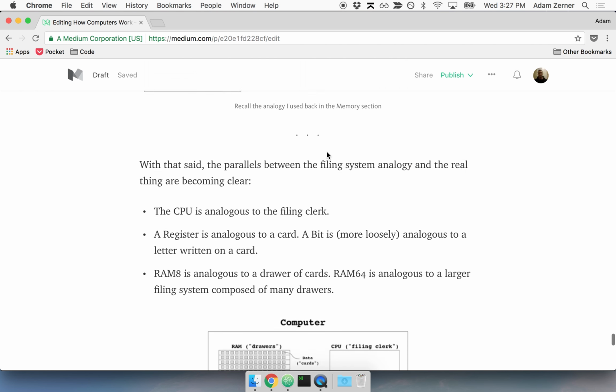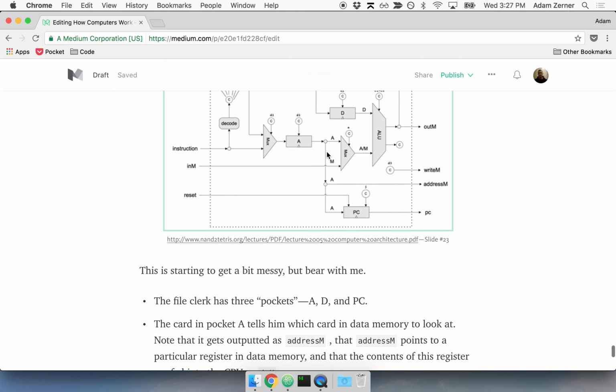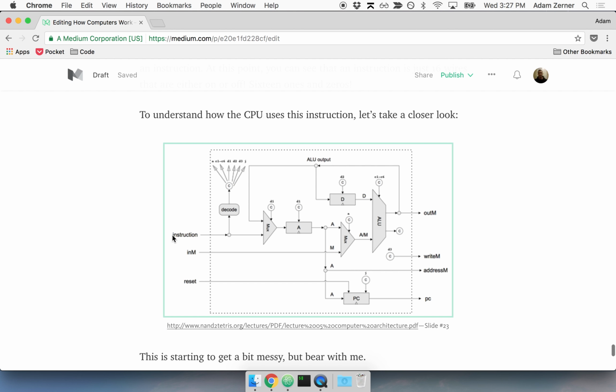Okay, so let's go back to the CPU diagram. We talked about how the CPU is going to read. It's reading from in M, and it's reading from the instruction. It's reading a card, like a filing clerk taking out a card and reading it. We talked about how it's got these pockets, how it performs a computation, and then how it's going to write the result of the computation to one of the cards in here or outside of the chip.